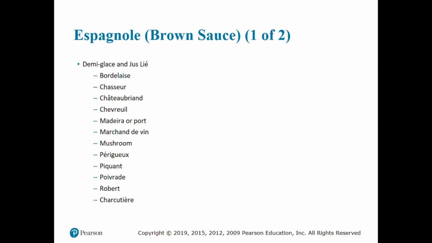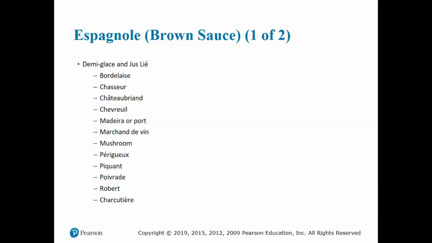Next one is the Espagnole. With an Espagnole, there's actually just one secondary sauce, and that's the demi-glace. A demi-glace is actually equal parts brown sauce and brown stock. So equal parts Espagnole and brown stock, reduced by half. If you want to make a quart of demi-glace, you get a quart of Espagnole and a quart of basic brown stock, combine them together, let them simmer and reduce until you get back to a quart of finished product.